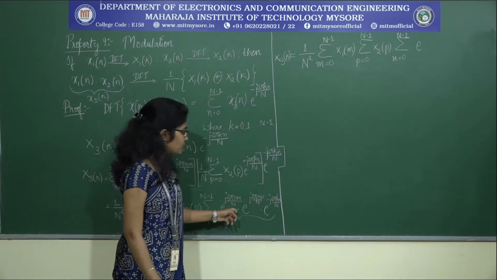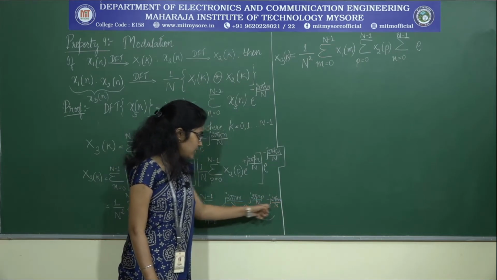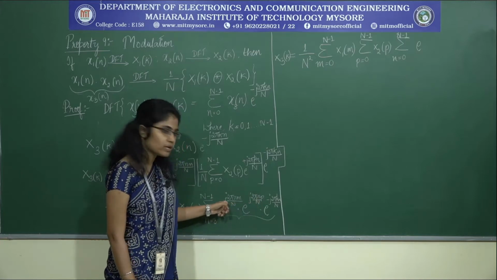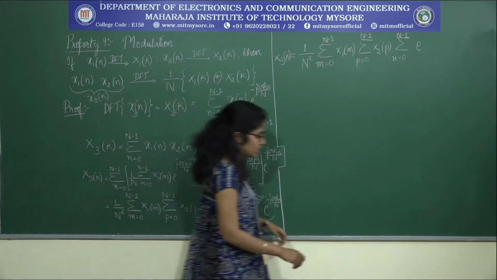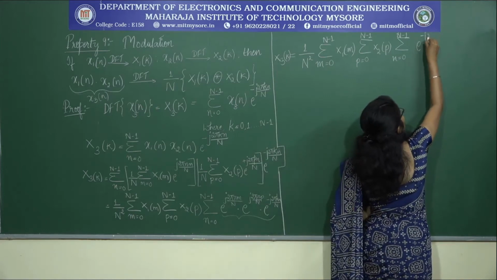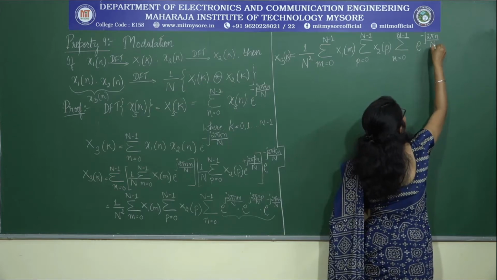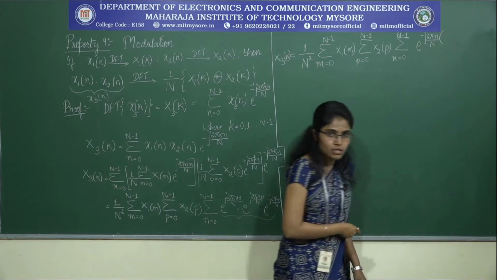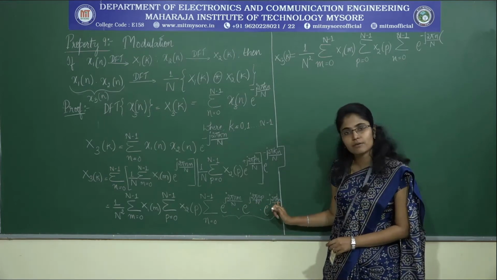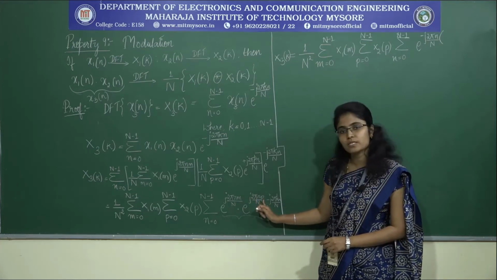I can take the common factor as minus j 2 pi n by N. Here also you have j 2 pi n by N, here also you have j 2 pi n by N. So let us take e power minus j 2 pi n by N as the common factor. So if it is done, what is the term left out here? k is left out here, minus m is left out here, and minus p is left out here.